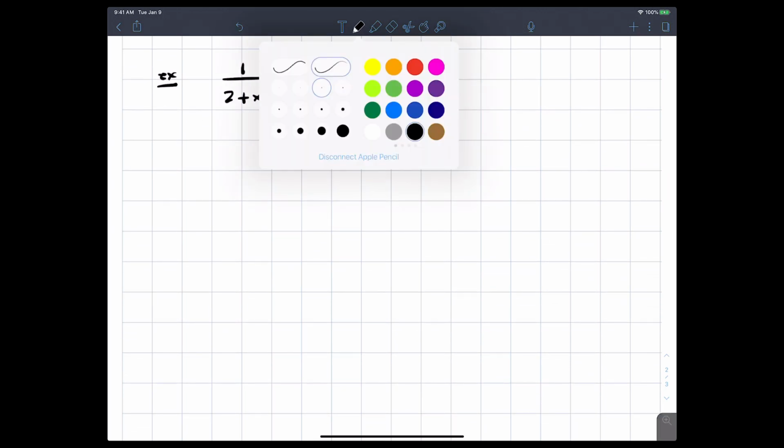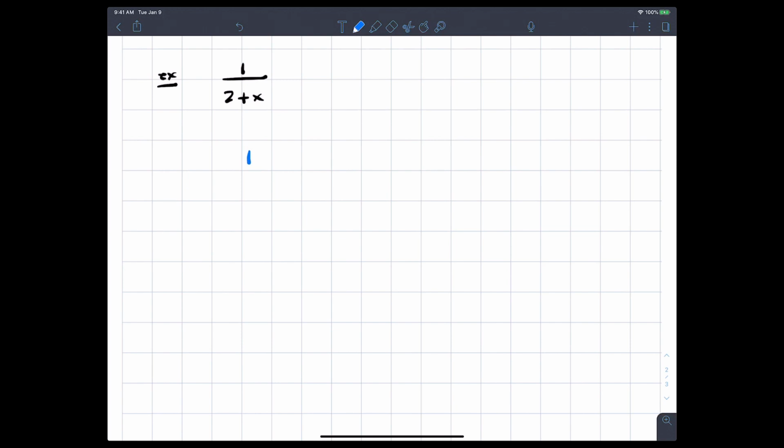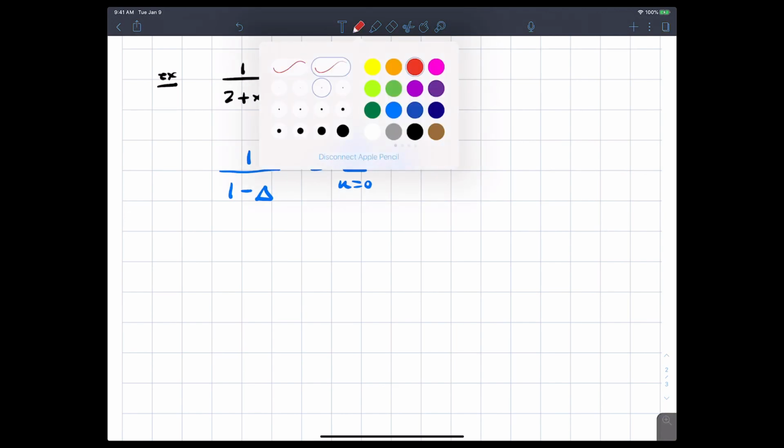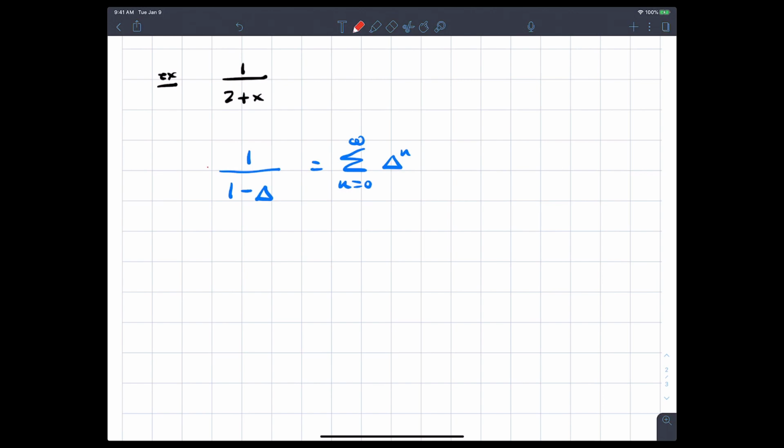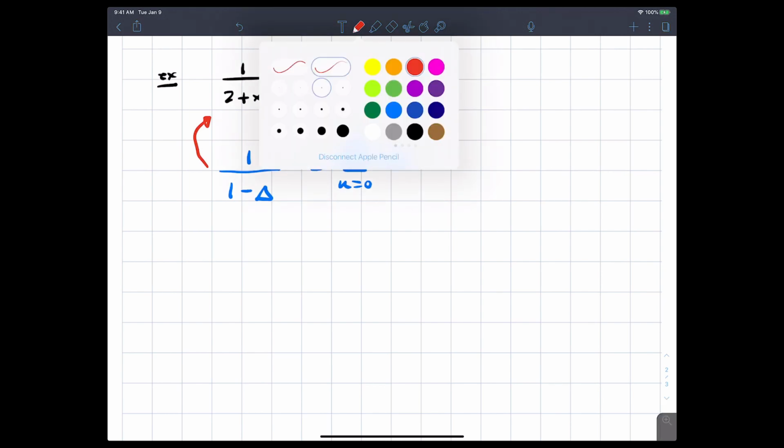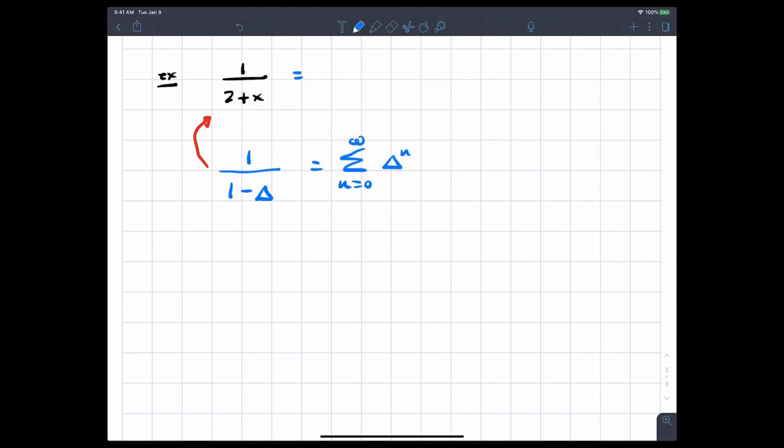So remember here, the only tool you have to use so far is this representation. And we have to write that particular function in this format. And here's how you start to do that. You might want to consider this term here, this 2. That needs to be a 1.